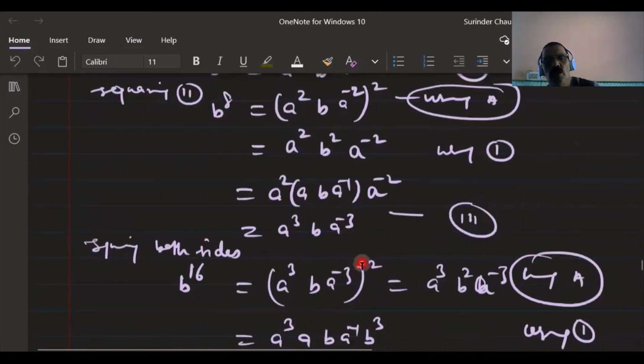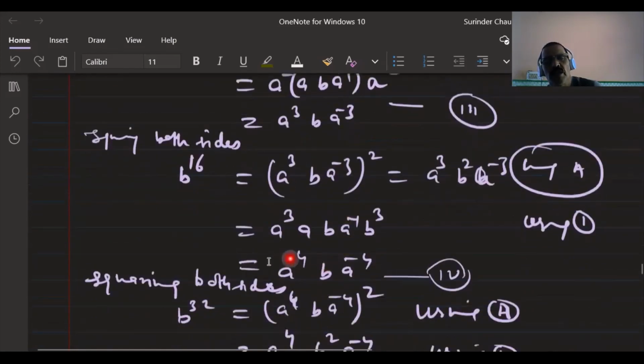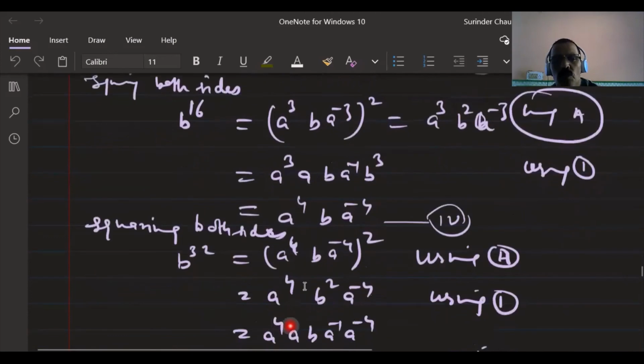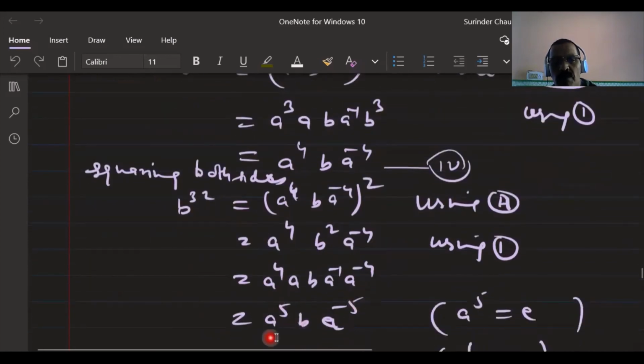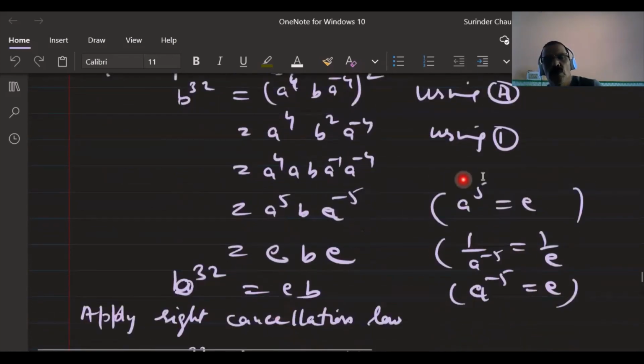Again squaring, B raised to 8 is equal to A cube B A to the minus 3 whole square, is equal to, using the same theorem, A cube B square A to the minus 3 square. Substitute B square here again, and again squaring we got B raised to 32 is equal to A raised to 4 B square. Substituting B square here, this will be A B A inverse, this is a multiplying time, A to the 5 B inverse. A to the 5 is equal to E given, therefore A to the minus 5 is also E, it belongs to G group. We have put the same thing.